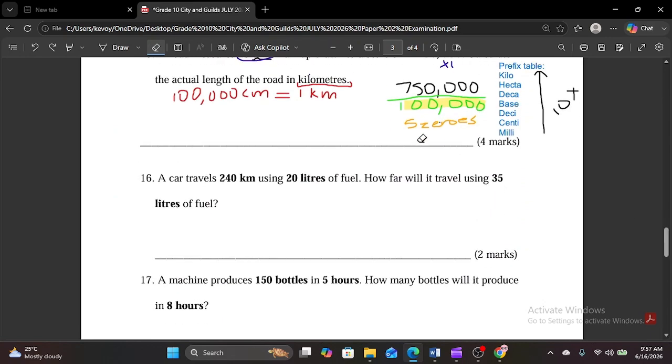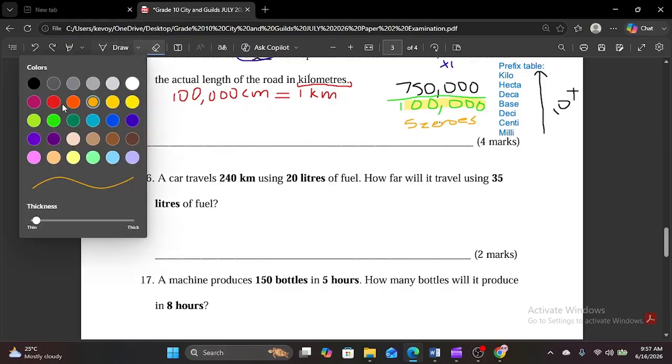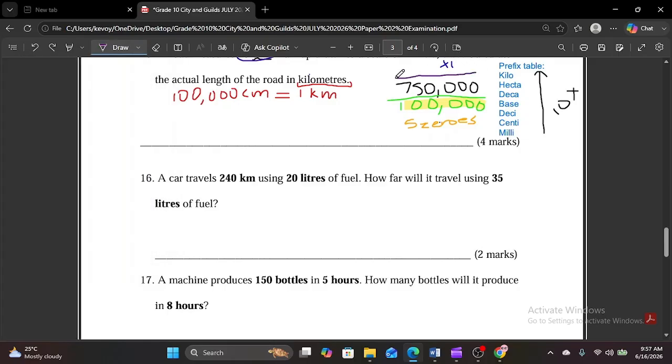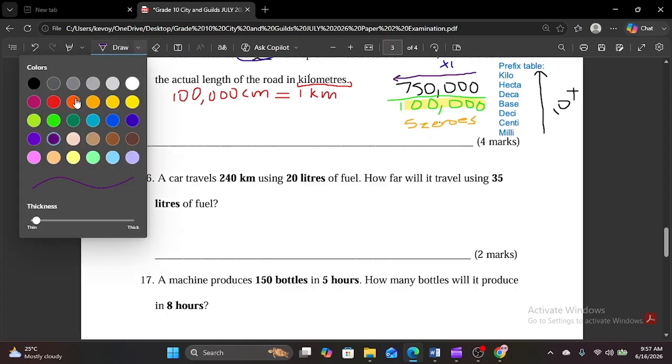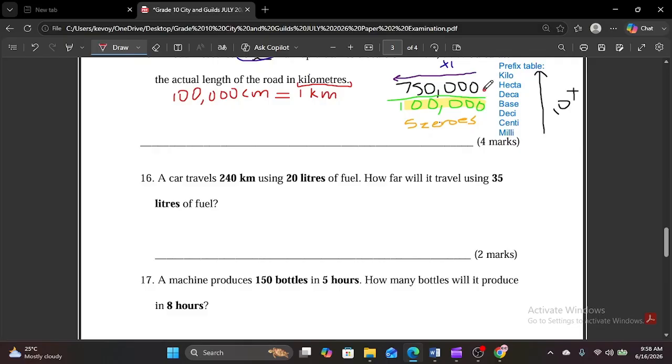So the number of zeros tells me how many times I would have to move my decimal point. And when dividing, I would move my decimal point to my left. So I'm going to go in this direction right here when I'm moving my decimal point. Now, how do I move it? I start right here, because so far my decimal point is right at this location. So I am going to move it 5 times because there are 5 zeros.